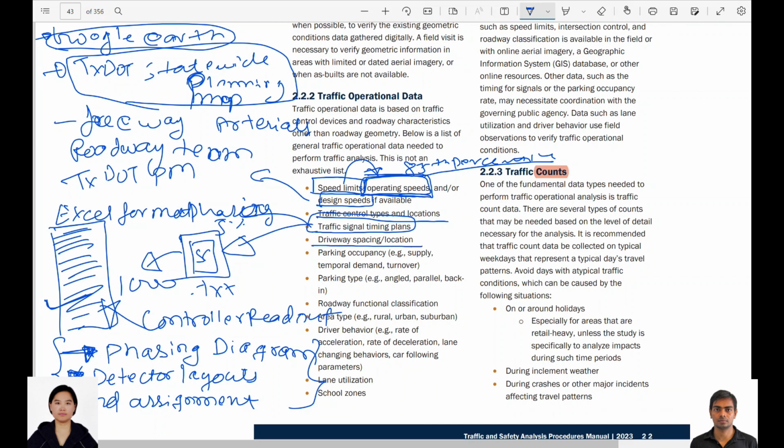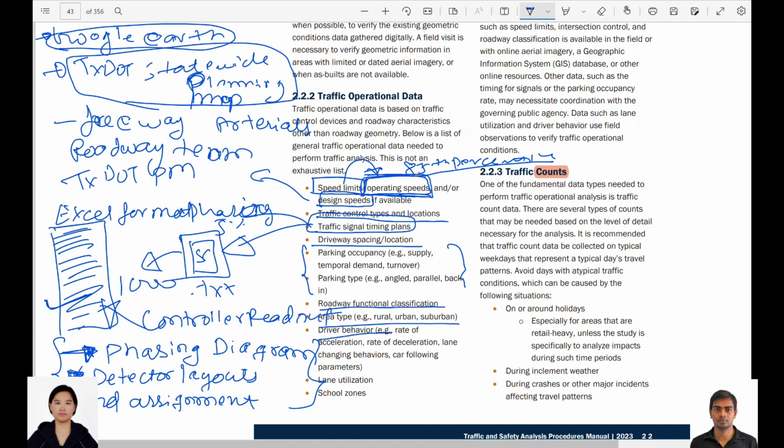Driveway spacing and location, just looking at Google Maps where the driveways are and how they are operating. Parking occupancy. Parking information we generally don't need unless we are working on parking studies. Roadway functional classification, area type, and driver behavior.